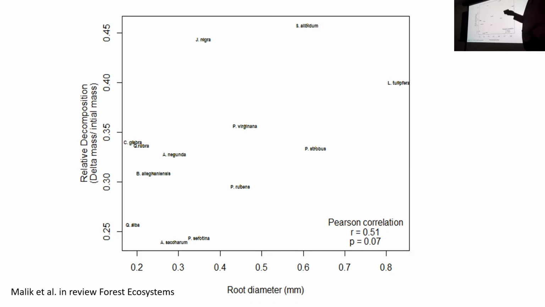Now, what might be explaining this is that if you're a fine root species, you're probably able to acquire more soil moisture. And as you reduce soil moisture, therefore, you reduce an important component of decomposition, which is moisture. So that may explain why the fine root species are slowing down decomposition. They're making the soil more dry.